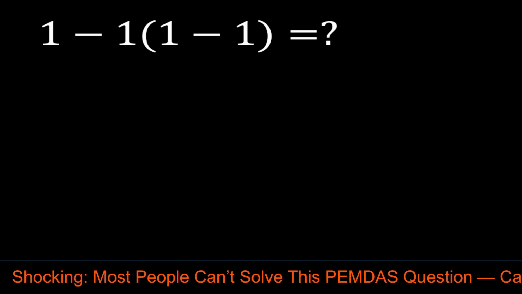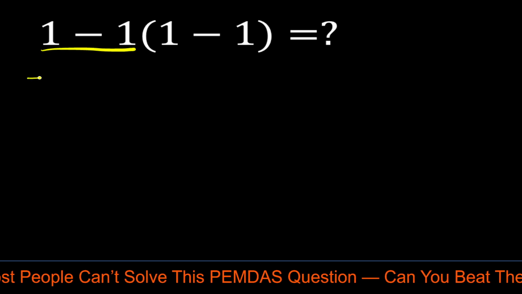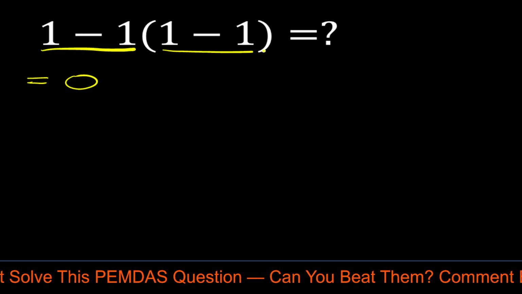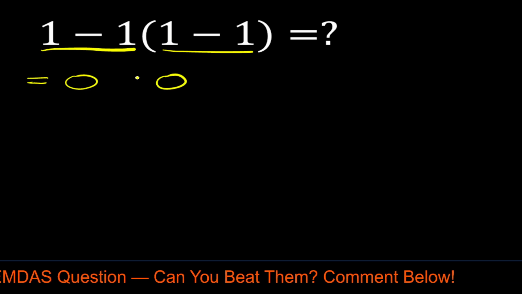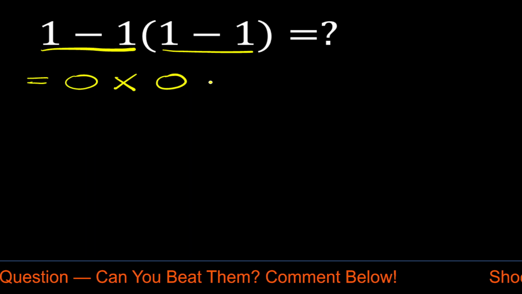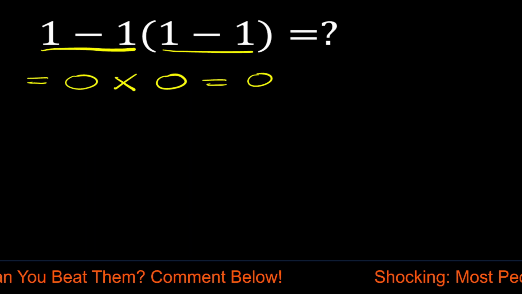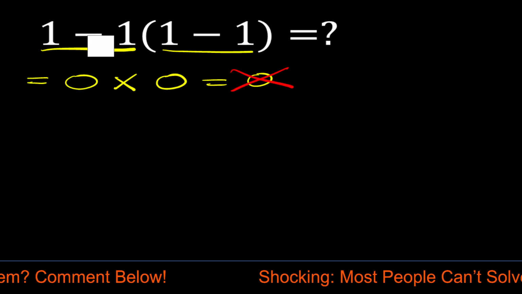So most people solve this question like 1 minus 1. So 1 minus 1 is equal to 0, right? Then again 1 minus 1. So 1 minus 1 is equal to also 0, right? Now 0 times 0. So 0 times 0 is equal to 0. But this answer is not correct. This answer is completely wrong.